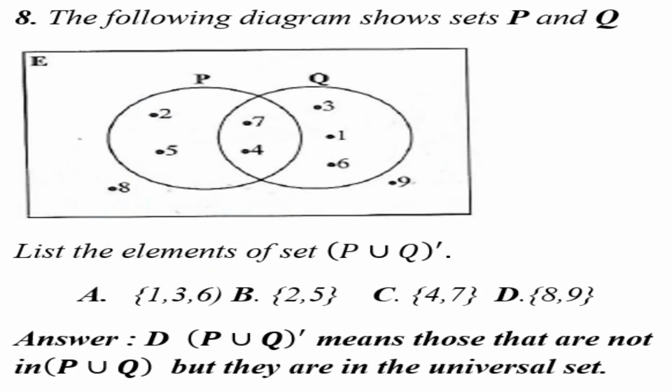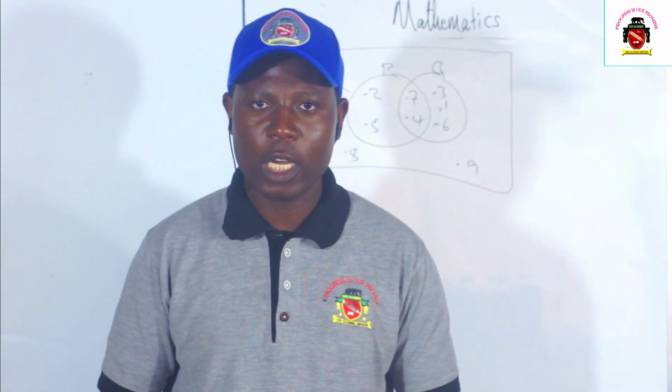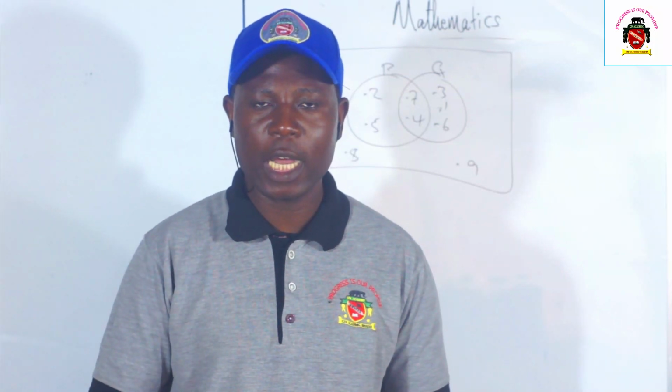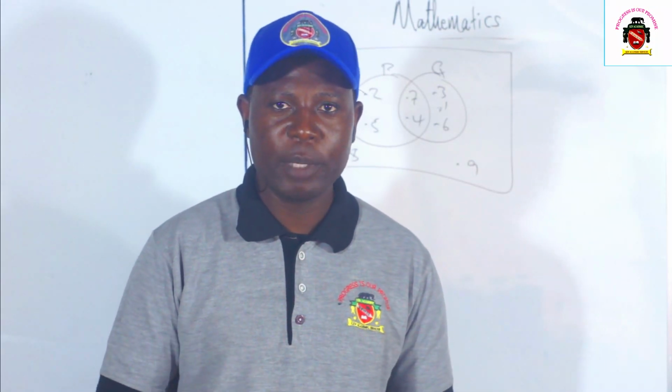Question 8 is: the following diagram shows sets P and Q. And then they are saying list the elements of set P union Q. So in that case, they are asking us which elements are not part of the union, that is P union Q. That is what it means. So on question 8, they are asking us which elements are not part of the union set, that is P union Q.